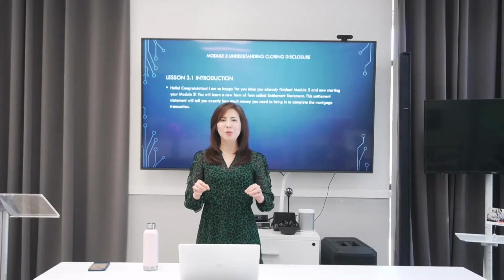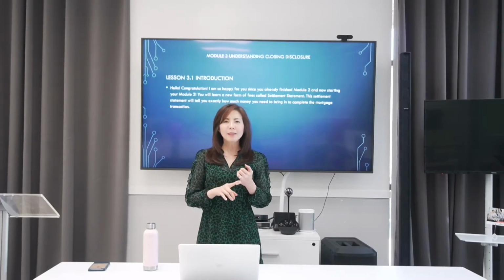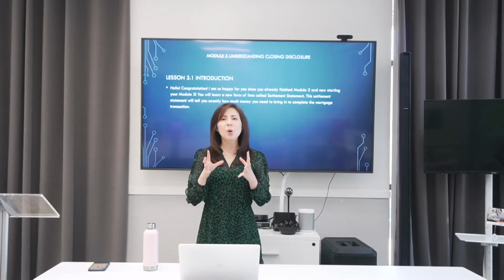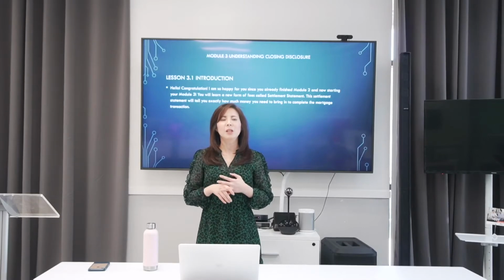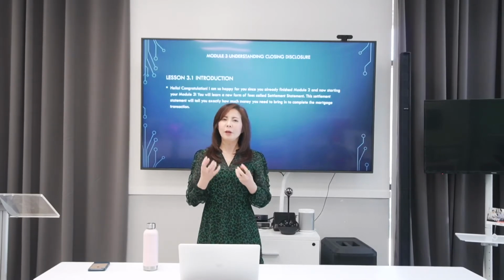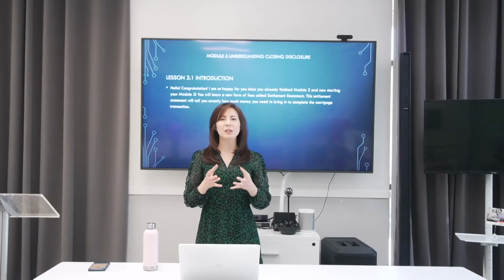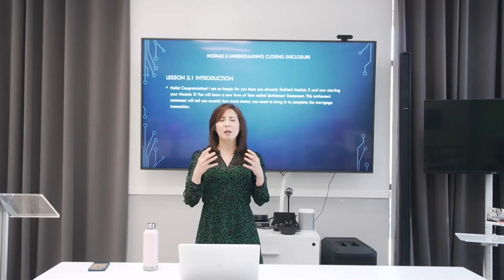This is module number 3. Module 3 is a very different form that you're going to see. In module 1, you learned how to read the loan estimate. In module 2, you learned how to read the closing disclosure. The loan estimate and the closing disclosure are so similar. The numbers in there are also very similar, so it's kind of easier to follow. But now we are going to a very different form.